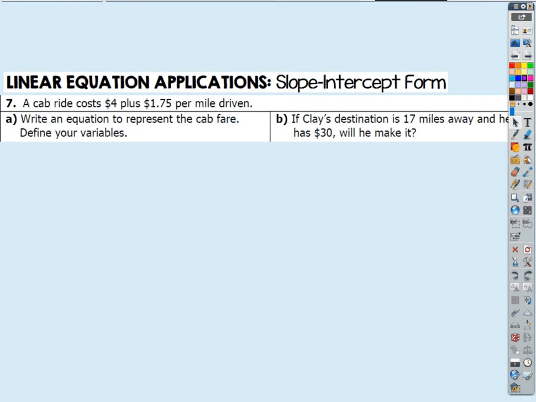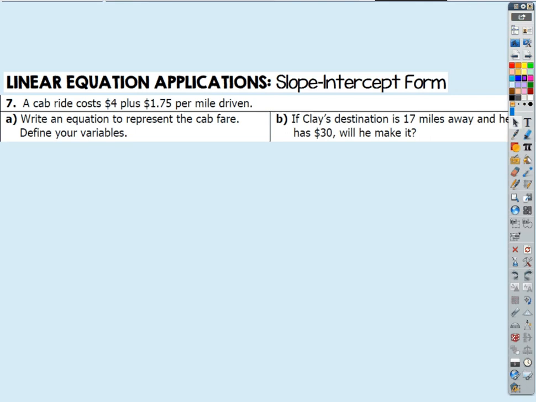Last little bit, let's talk about word problems. So everybody focus up here, phones away, all that stuff. Whenever you do linear equations applications, there's really only two different kinds of problems you get. I want to help you understand why they're different. So let's take a look at this one first.